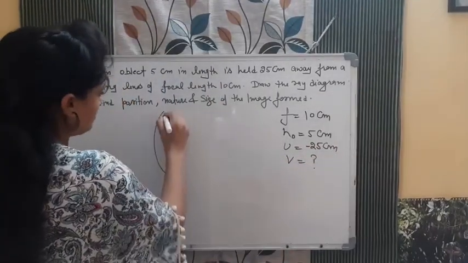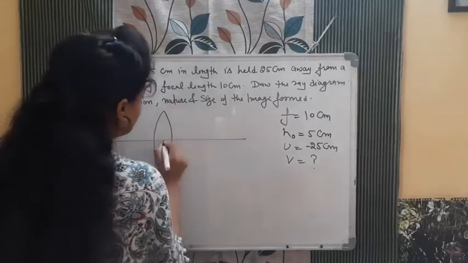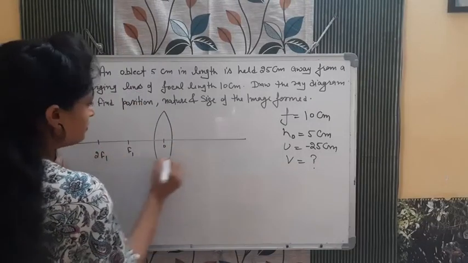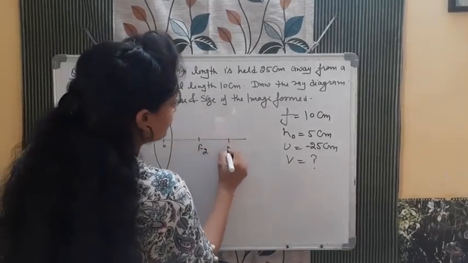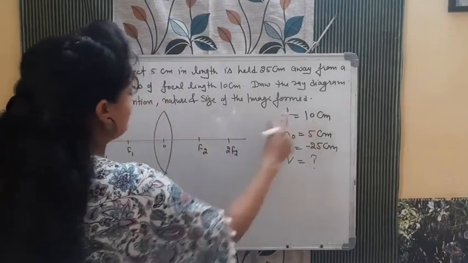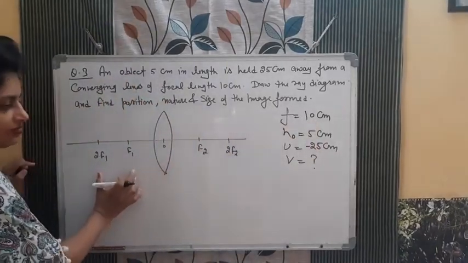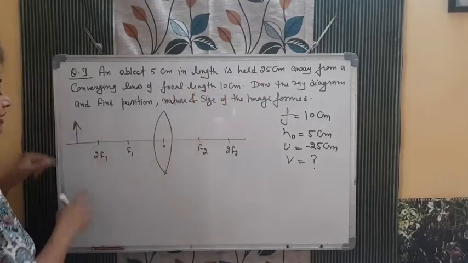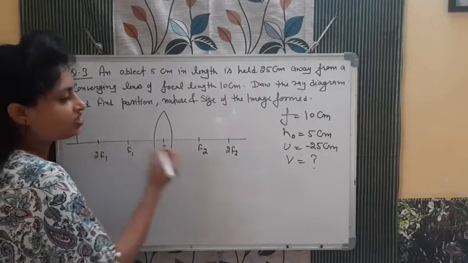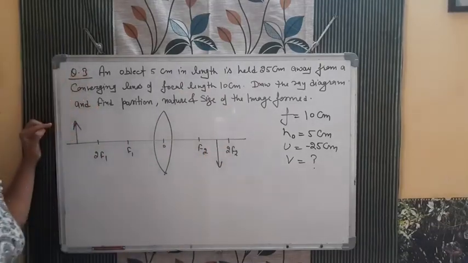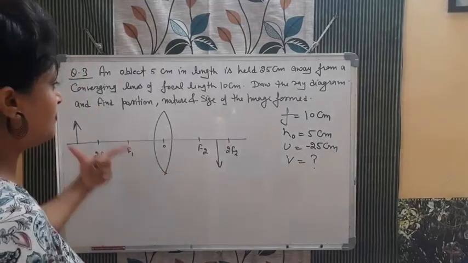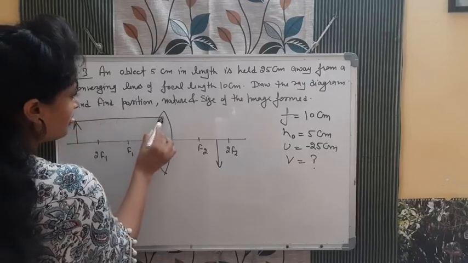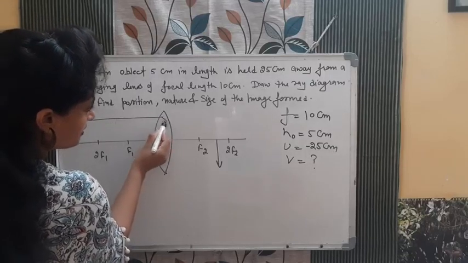Ray diagram. Convex lens. This is optical center, F1, 2F1. This is F2. This is 2F2. Now see, how much is the focal length? 10 centimeter, 10 centimeter, 10 centimeter. So up to here 20 centimeter. Where is the object? 25. So it will be beyond 2F1. And when object is beyond 2F1, where is the image formed? Between F2 and 2F2 somewhere. Okay. So this will be the ray diagram. Now we need to draw the ray diagram. You can simply draw like this. It will go through the focus.